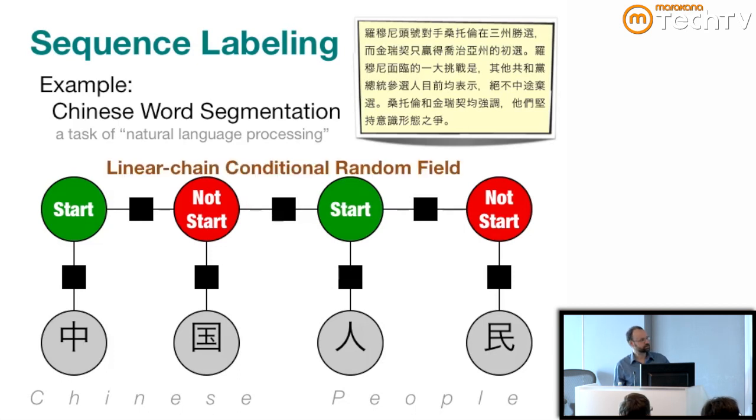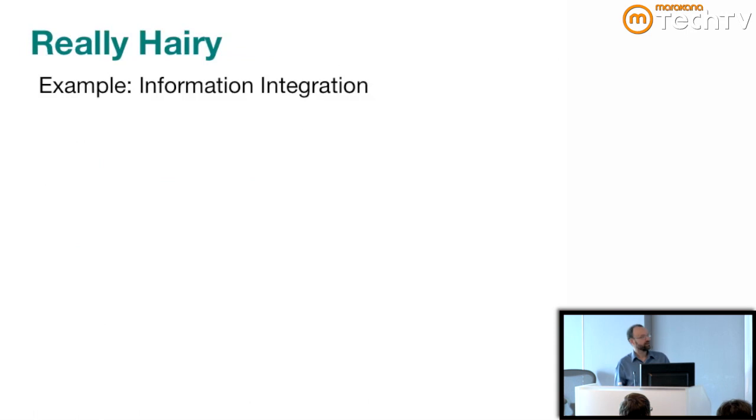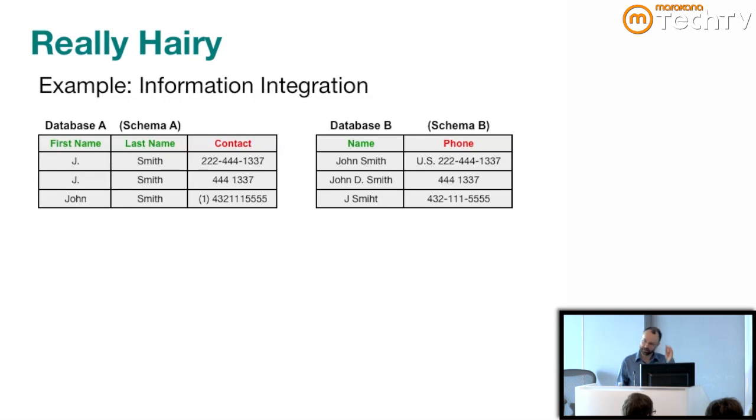OK, and this kind of model is actually called a linear chain conditional random field. It's one of the most widely used methods for sequence modeling in natural language processing. Okay, so then there are other kinds of tasks that lead to really hairy structures, like the following: information integration.